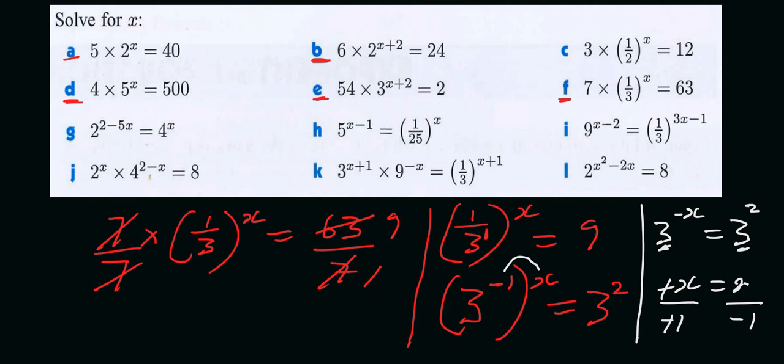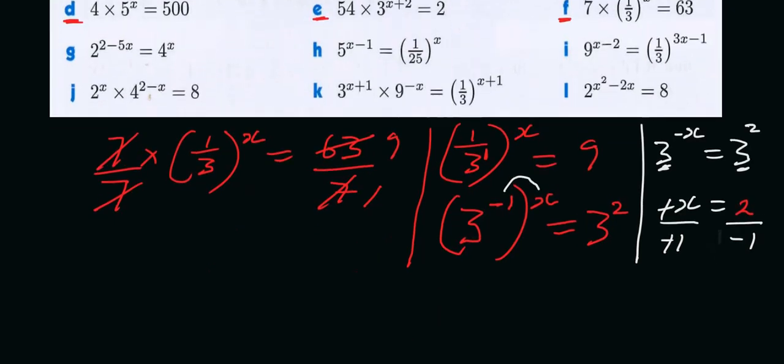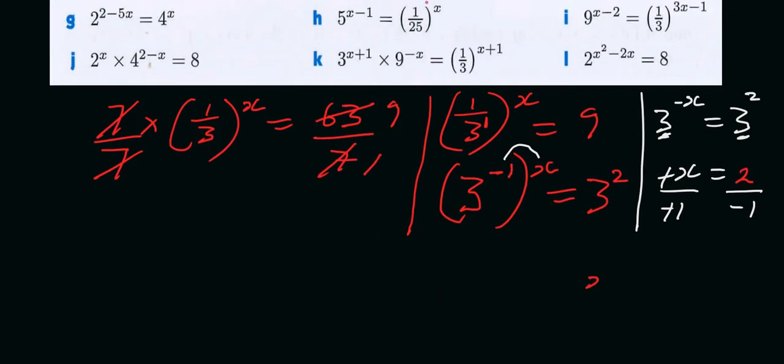So let it be properly written. This is 2. So put it there. Good. So divide 2 by negative 1, and finally the answer will become x is equal negative 2. So this is now your final answer to this question. I hope this is clear. All right, so let's move on to the next one.